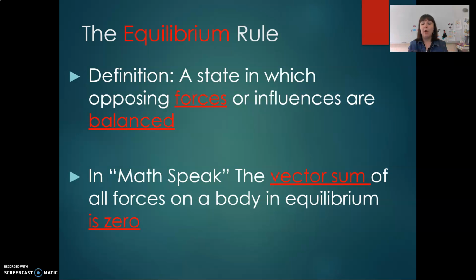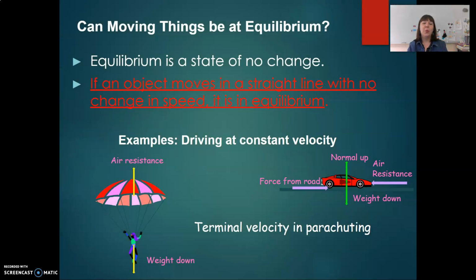Everything cancels out. So can things be moving and still at equilibrium? Well, we're thinking F equals ma. You can't have acceleration if you don't have a net force, right? But keyword in there is acceleration. Acceleration is a change in our movement. Equilibrium is a state of no change, but it doesn't mean it's not moving. It's just not moving faster and faster or slower or whatever.